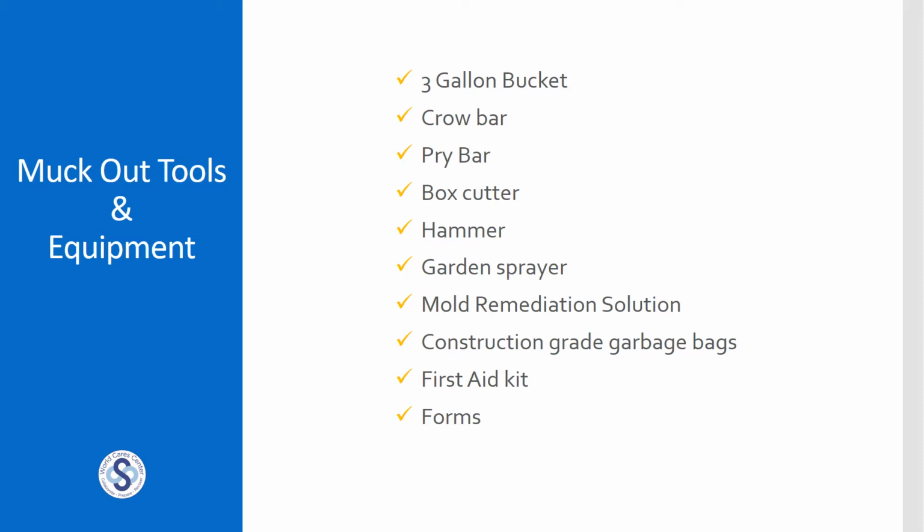This is a list of tools used in a muck and gut operation: a 3-gallon bucket, crowbar, pry bar, box cutter, hammer, garden sprayer, mold remediation solution, construction grade garbage bags, first aid kit, and forms. You might also want to add in a wheelbarrow, which you can see in the slide previously, as a great helper.